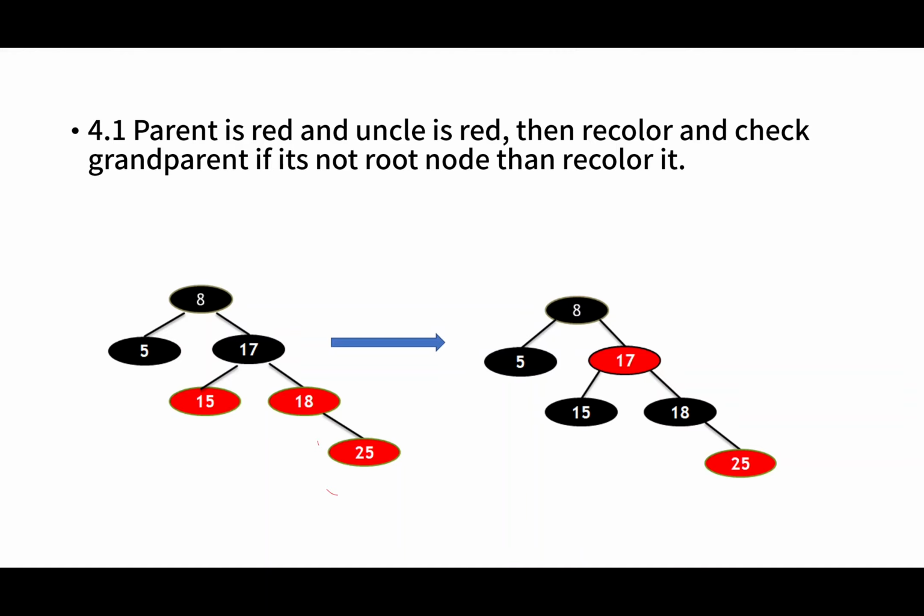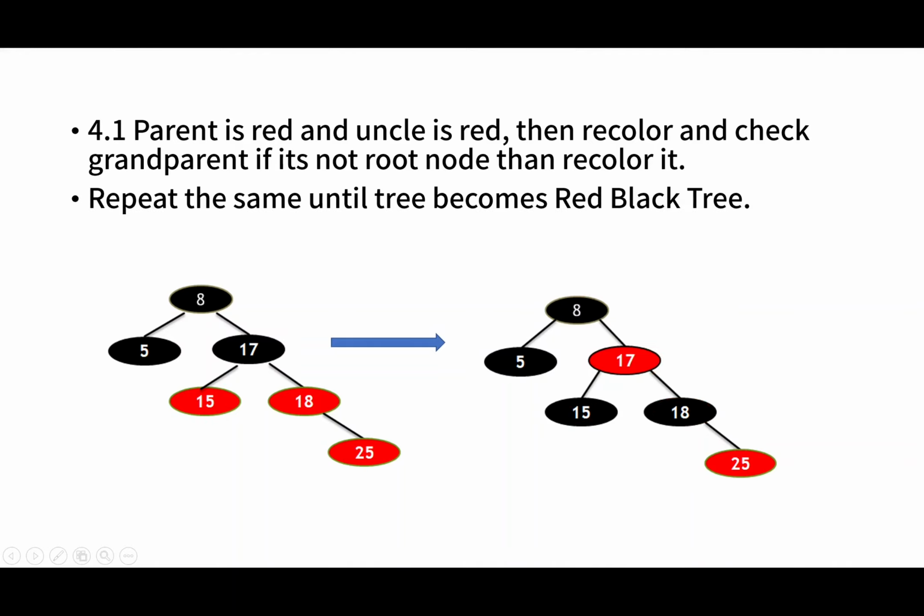We insert this number, and the uncle is red. So for this, we just recolor these two from red to black, and the grandfather from black to red. And for this kind, we will check its parent. If the parent is red, we will repeat the processing until it becomes a red black tree.